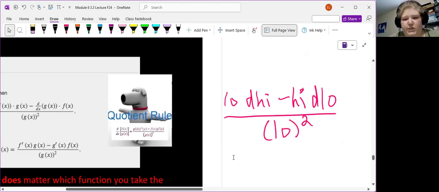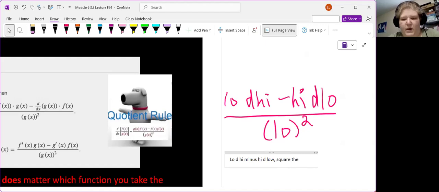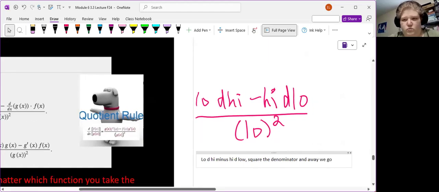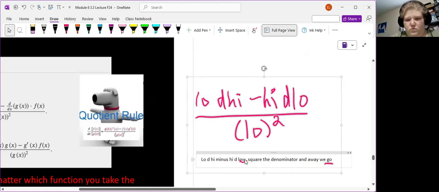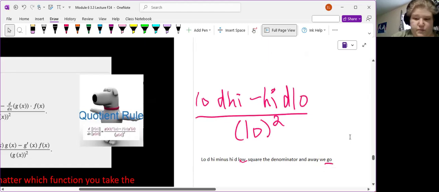So here, I'll go ahead and type the words too. Low D high, it autocorrected, minus high D low. Square the denominator, and away we go. So I remember it because it rhymes, the low and the go. I know I'm hyperfixating, but it is what it is.